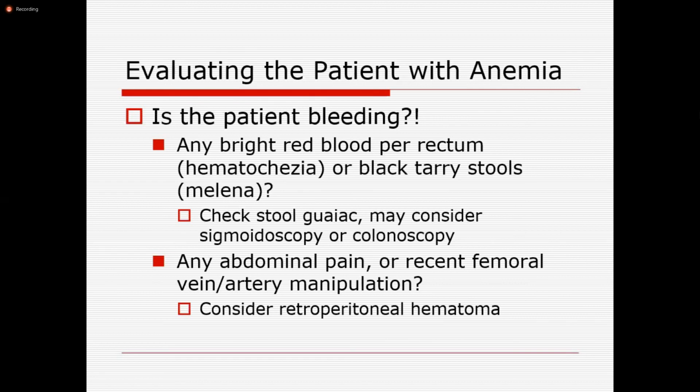Is the patient bleeding? Any bright red blood per rectum, hematochezia, or black tarry stool, melena? Check stool guaiac test or stool for occult blood. May consider sigmoidoscopy or colonoscopy because there are so many conditions like colon cancer, inflammatory bowel disease like Crohn's disease, ulcerative colitis, which can cause blood loss, and acid peptic disease, hemorrhagic gastritis, all can lead to blood loss. Any abdominal pain or recent femoral artery or vein manipulation, consider retroperitoneal hematomas as well, which is detected usually by a CT scan of the abdomen. Next, please.